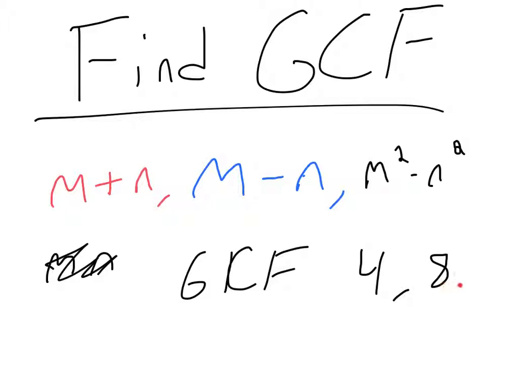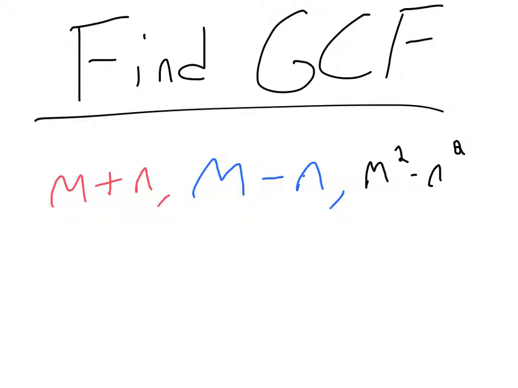The greatest common factor between these two numbers I just listed is 4, because 4 evenly divides into both of them. So looking up here, I'm looking for a greatest common factor. I think 1 is going to be the greatest common factor, and here's why. Let's look at this last one.